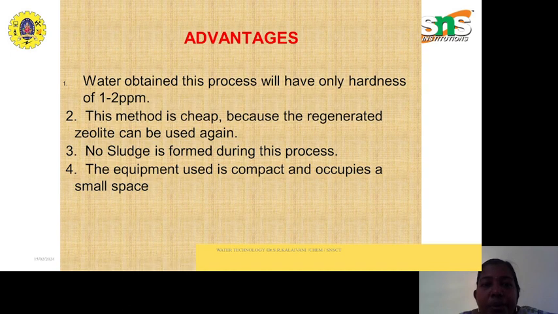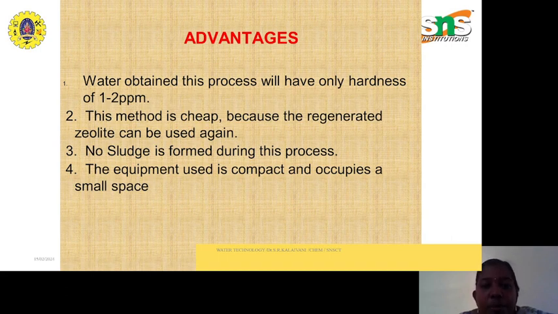Then advantages. Water obtained by this process will have a hardness of only 1 to 2 ppm. This method is very cheap because the regenerated zeolite can be used again and again. For example, once the process is over, if a filter cannot be used again, it is a waste. It is a use and throw method. But in the case of the zeolite process, once sodium zeolites are converted into calcium and magnesium zeolites, they can be regenerated, and again and again it can be used. Okay. So this method is a regenerative method. This is the cheap method.